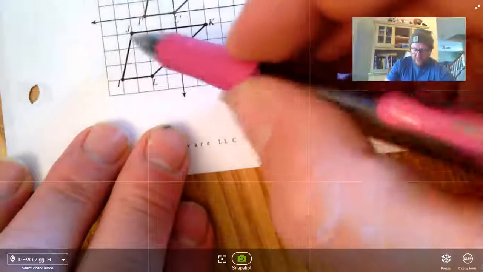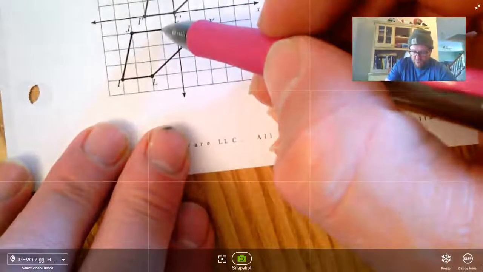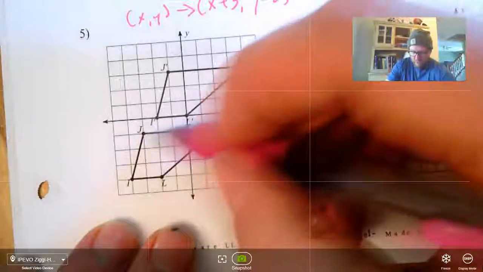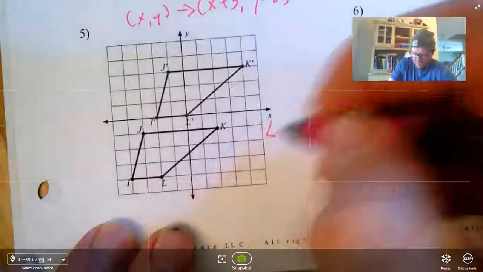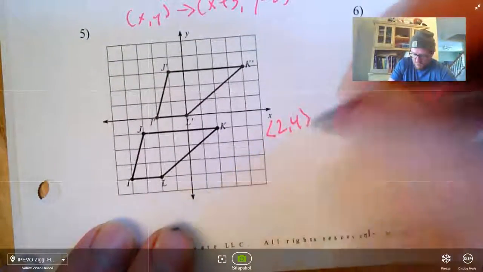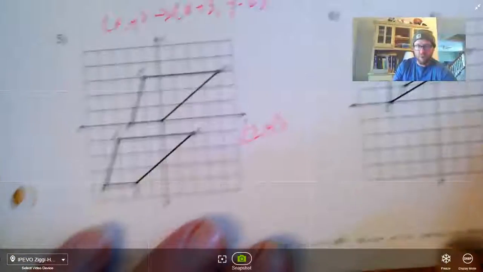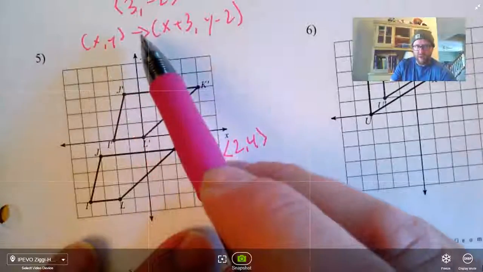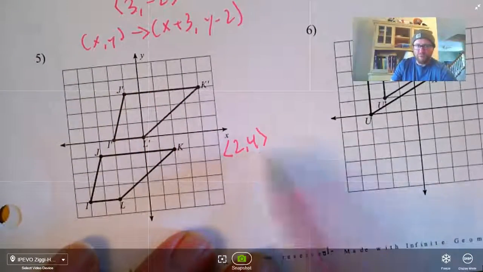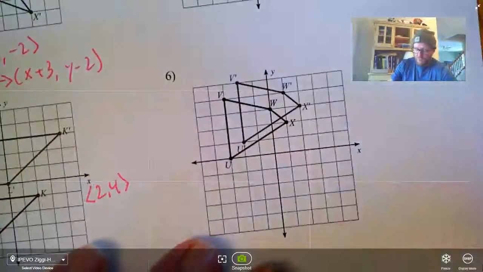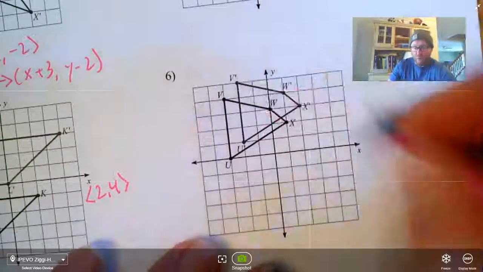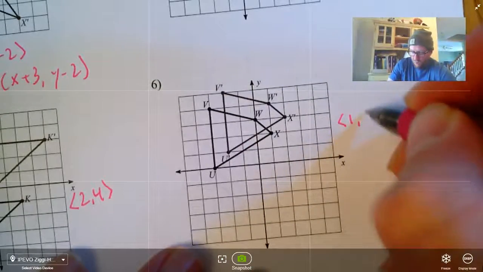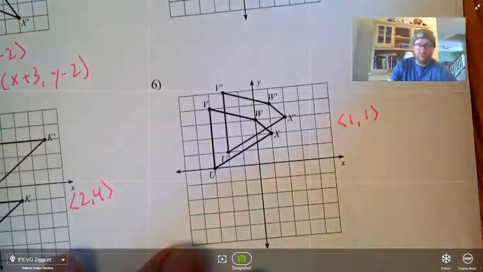Here, from J to J prime is forward 2, up 1, 2, 3, 4. Forward 2, up 4. So it is 2, 4. Or you could write that XY gets mapped to X plus 2, Y plus 4. Over here, from V to V prime is forward 1, up 1. So that is 1, 1, or X plus 1, Y plus 1. Here's the function notation.